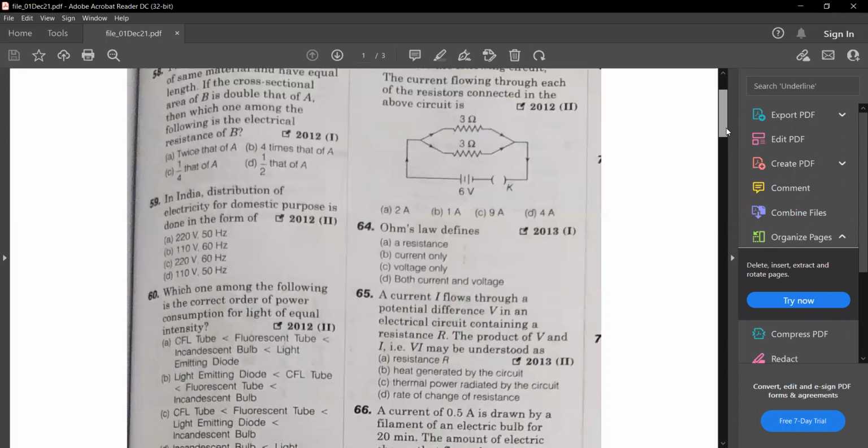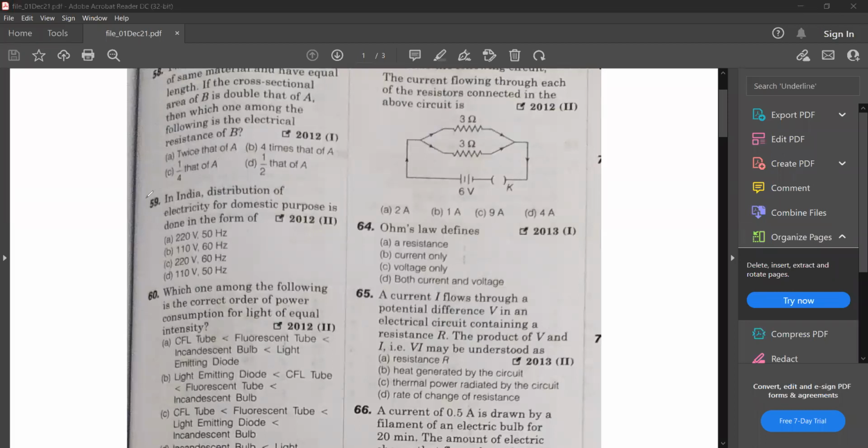Question number 59. In India, distribution of electricity for domestic purpose is done in the form of. Okay, very direct question. So comment the answers, all of you. In India, distribution of electricity for domestic purpose is done in the form of.